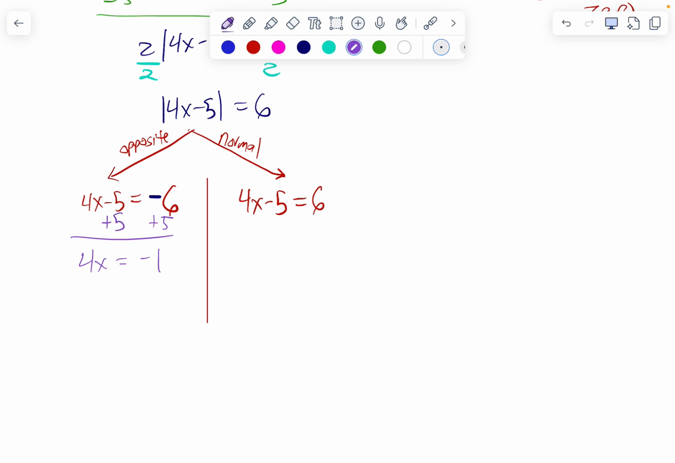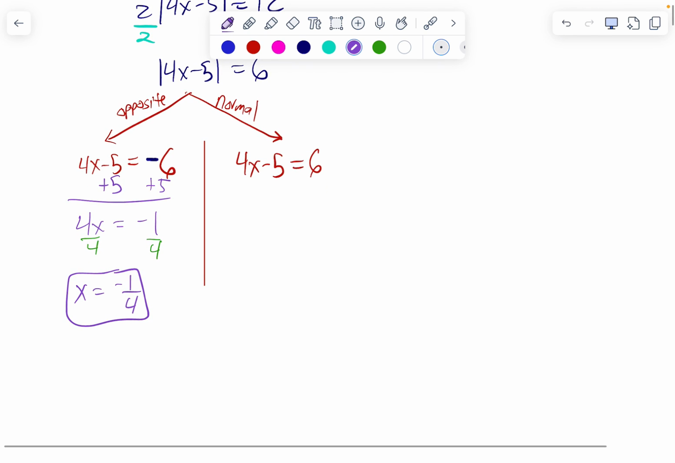You can't add 4x and negative 5 because only one of them has an x. They are not like terms. Okay, so add your 5, and we're working to get x by itself. And then how do we do that now? Divide by 4. We'll get x equals negative 1/4. So that's one option. Okay, JC, how about the other side?